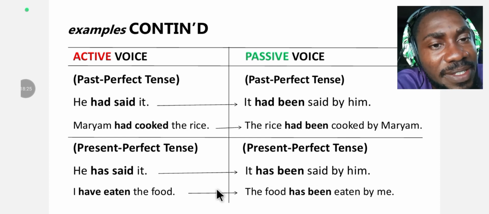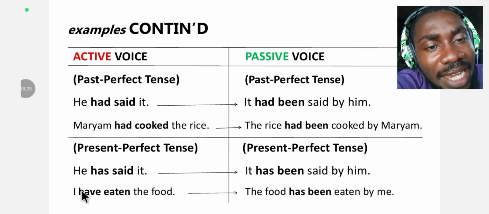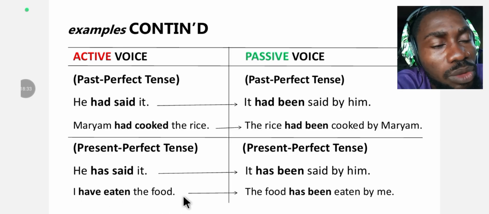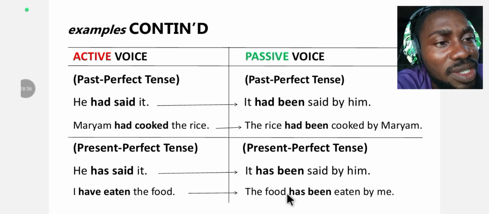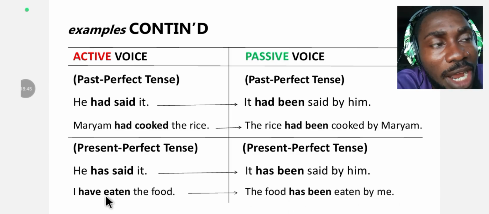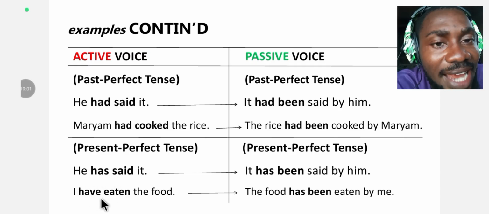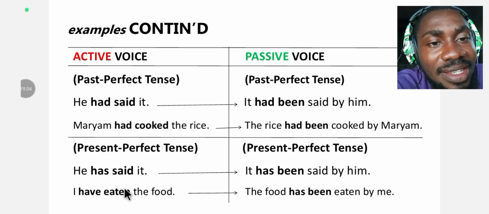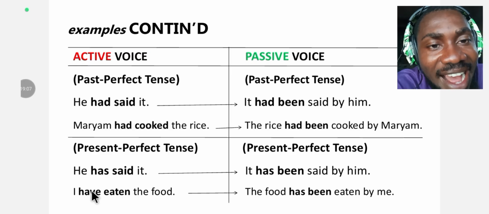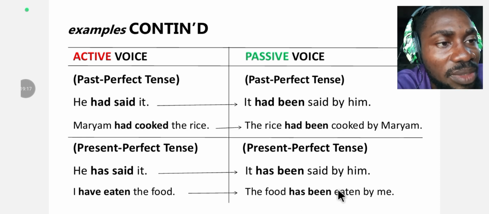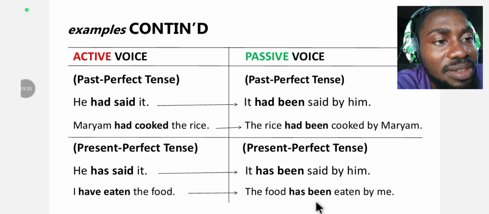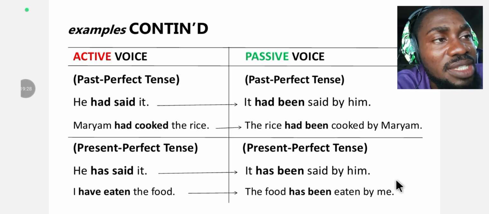A present perfect tense. Looking at the next example we have here, under the active voice, I have eaten the food. Converting it to the passive voice, it says, the food has been eaten by me. Has been, have eaten. If you have taken my lecture on tenses, the present perfect tense, the content is usually have or has plus a participle. So here we are having the have form plus a participle. Here we are having the has form and a participle, which is eaten, been eaten, tense maintained.